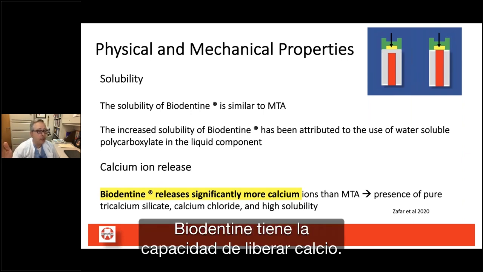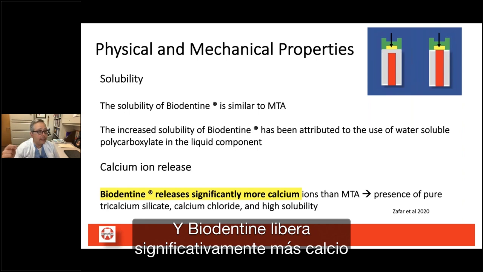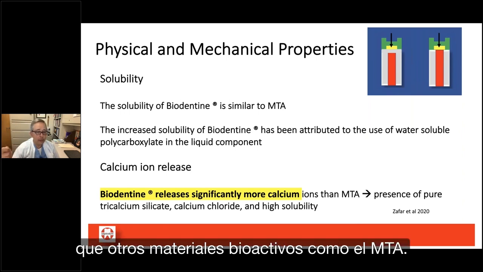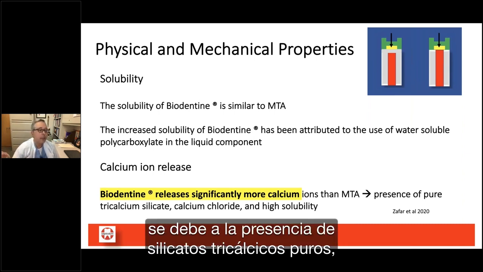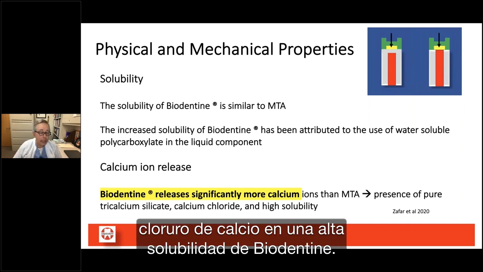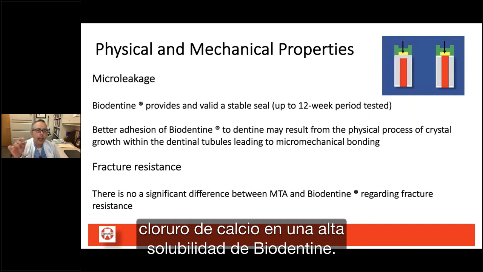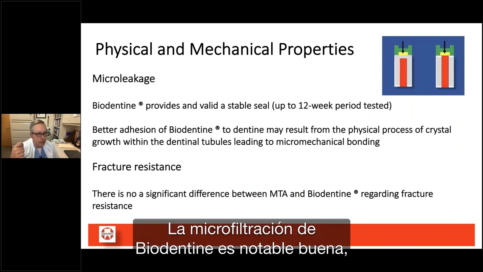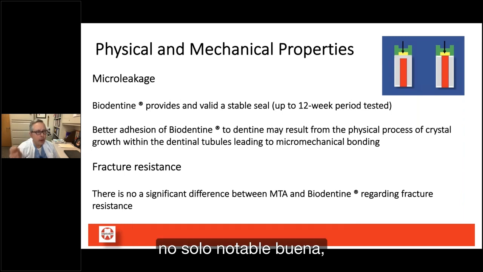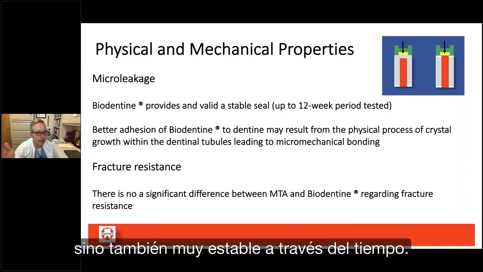Biodentine has the ability to release calcium, and it releases significantly more calcium than other bioactive materials like MTA. That increase in the release of calcium is because of the presence of pure tricalcium silicates, calcium chloride, and the high solubility of Biodentine. I mentioned the microleakage. The microleakage of Biodentine is remarkably good. Not only remarkably good, it's also very stable over time.